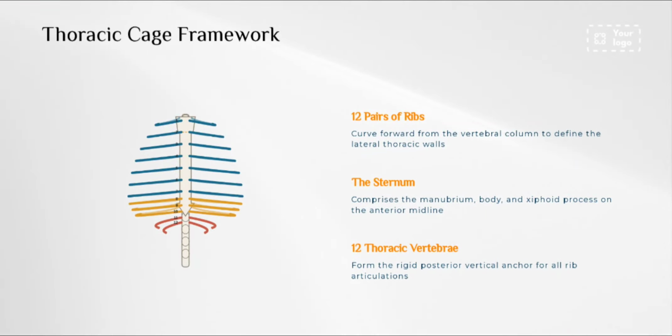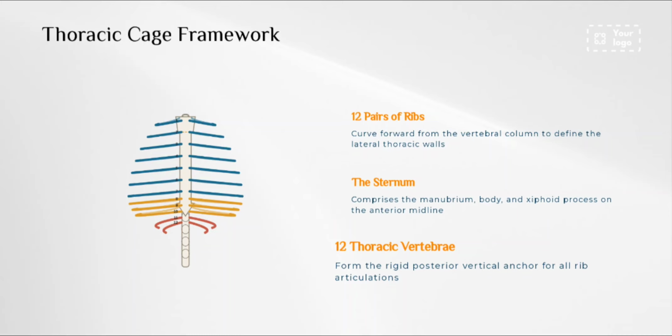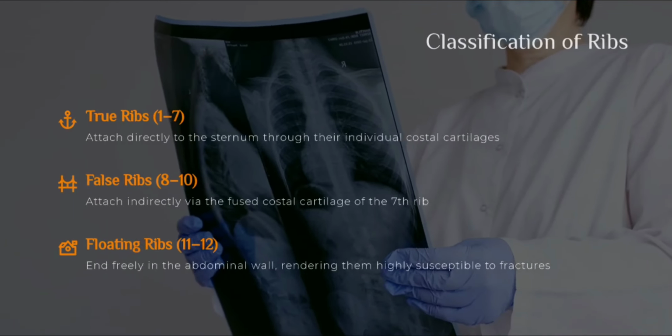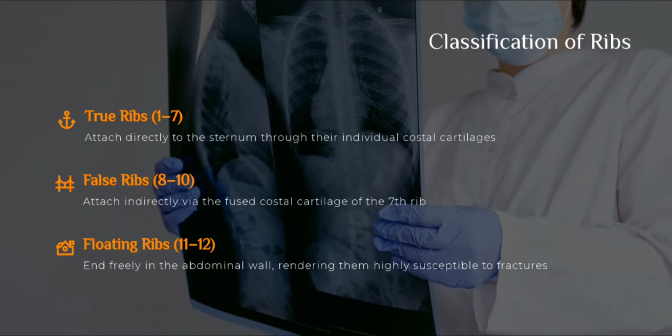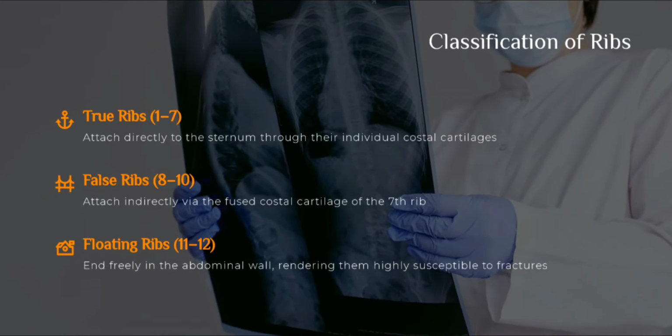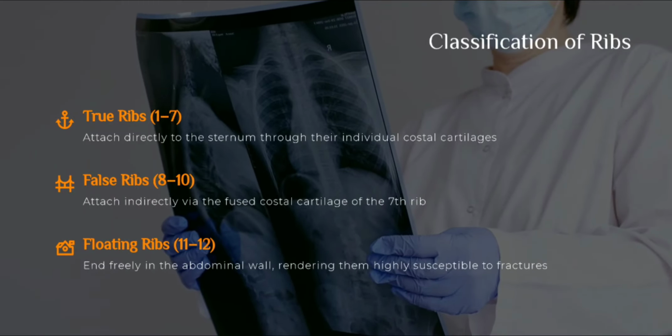The thoracic cage is composed of three main skeletal elements: the ribs, the sternum, and the thoracic vertebrae. Together, they form a flexible yet highly robust protective shield. We classify the 12 pairs of ribs into three distinct groups. Notice that ribs 11 and 12, the floating ribs, lack anterior attachment, making them especially vulnerable to trauma.